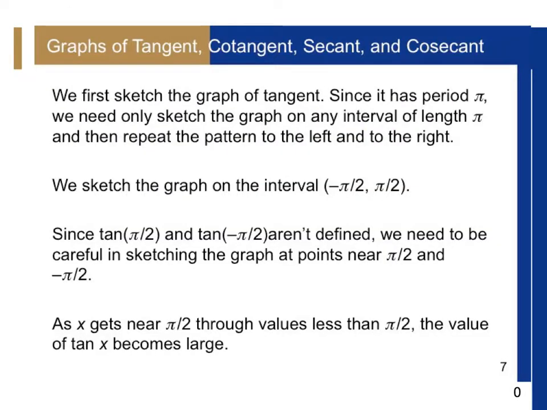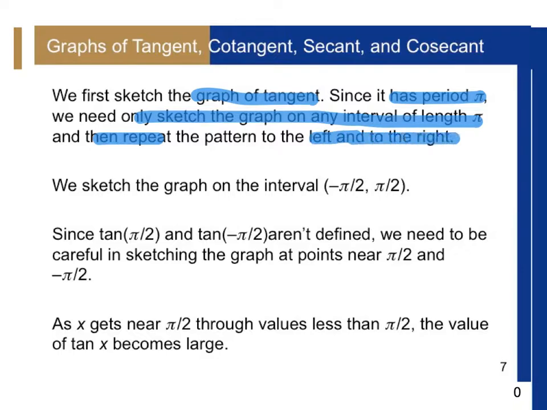Because the graph of tangent has period pi, we only sketch the graph on any interval of length pi, and then repeat to the left and the right. So we look at the interval from minus pi over 2 to plus pi over 2, because tangent of pi over 2 and tangent of minus pi over 2 are undefined. That's where cosine is 0, and we can't divide by 0.